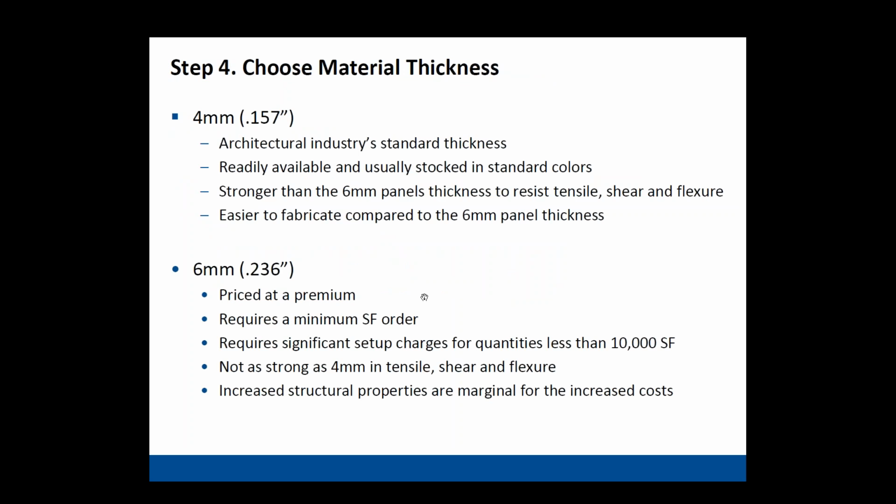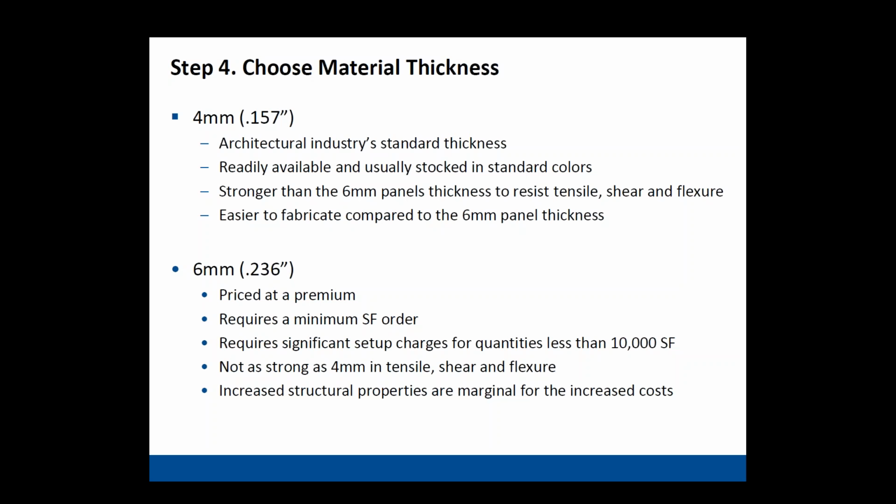Choosing a material thickness, and this is one of the biggest choices you can make right here. You have 2 what I would call industry standard architectural panel thicknesses. There's 4 millimeter and 6 millimeter. 4 millimeter is what I would call the industry standard thickness. It's readily available. It's usually stocked in many different standard colors. It's stronger than 6 millimeter thickness in tensile, shear, and flexure, as well as it's easier to fabricate compared to the 6 millimeter panel thickness.